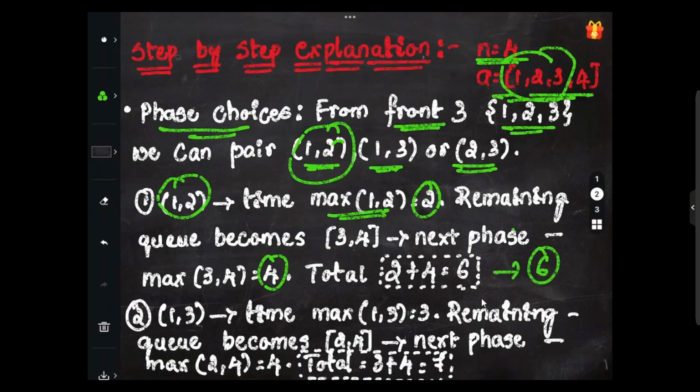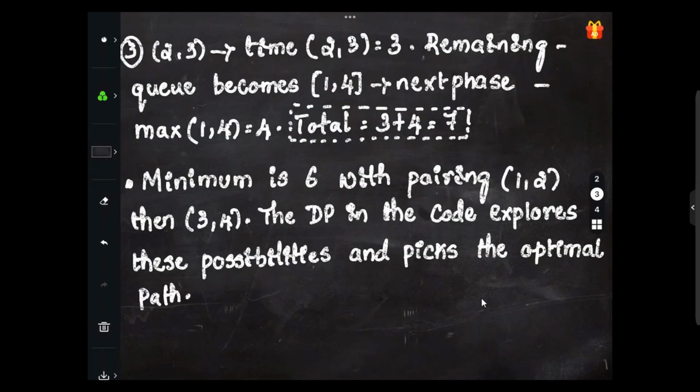Next we'll be going with 1 comma 3. Again the max of 1 comma 3 is 3. The remaining queue becomes 2 comma 4. The max of 2 comma 4 is again 4, right? So we'll be going with 3 plus 4. This time we get a total of 7. So 6 and 7 we got here.